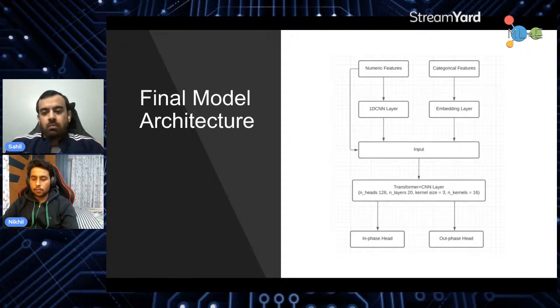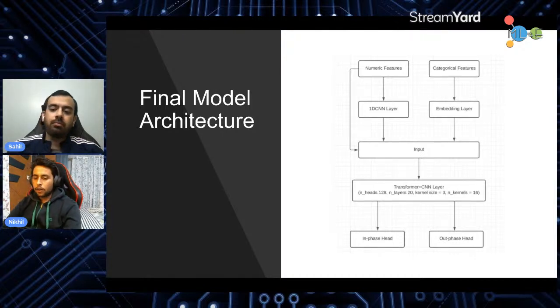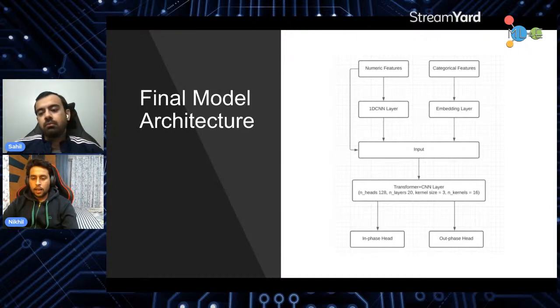Then we passed the transformed input to the transformer plus CNN layer. In a nutshell, our transformer had 128 heads. We had 20 encoder layers, and the output of each transformer layer was passed to a 1D conv, which had a kernel size of 3. So we are just capturing information with a window size of 3, and then we had 16 kernels. You can think of it as 16 more features for the next transformer encoder layer.